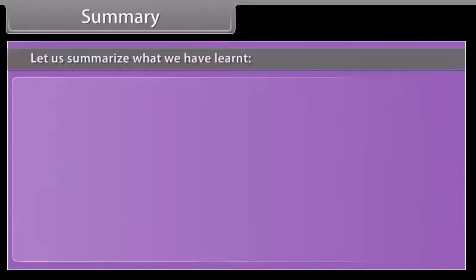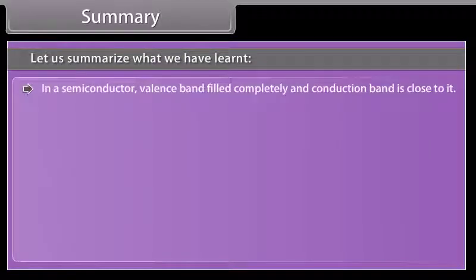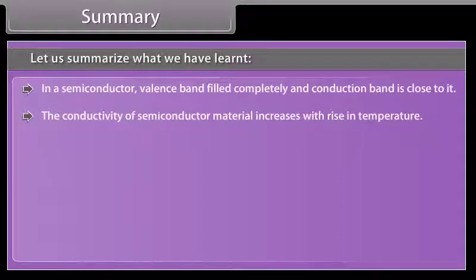Summary. Let us summarize what we have learned. In a semiconductor, the valence band is filled completely and the conduction band is close to it. The conductivity of semiconductor material increases with a rise in temperature.